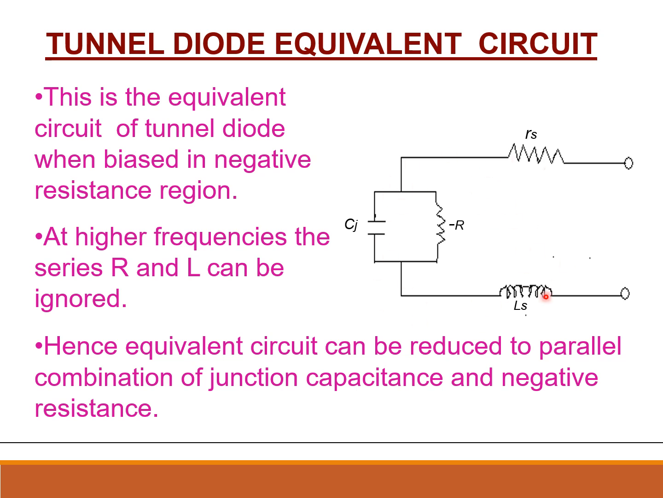Here you can see the equivalent circuit of the tunnel diode in the negative resistance region. It is a parallel combination of the junction capacitance and the negative resistance. The tunnel diode is also widely used for various switching power applications.